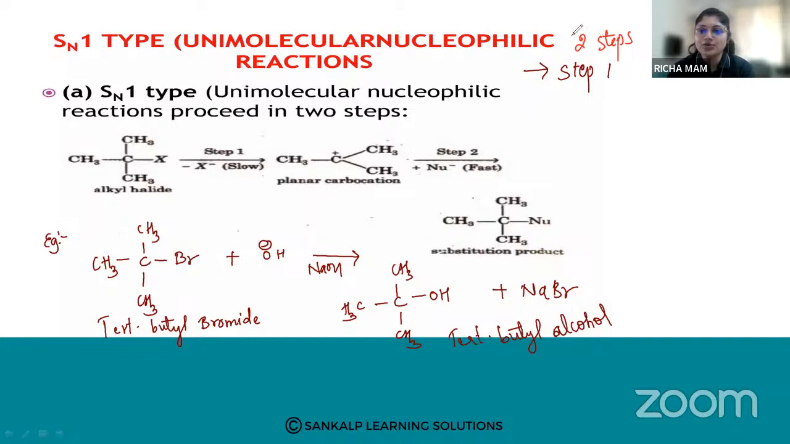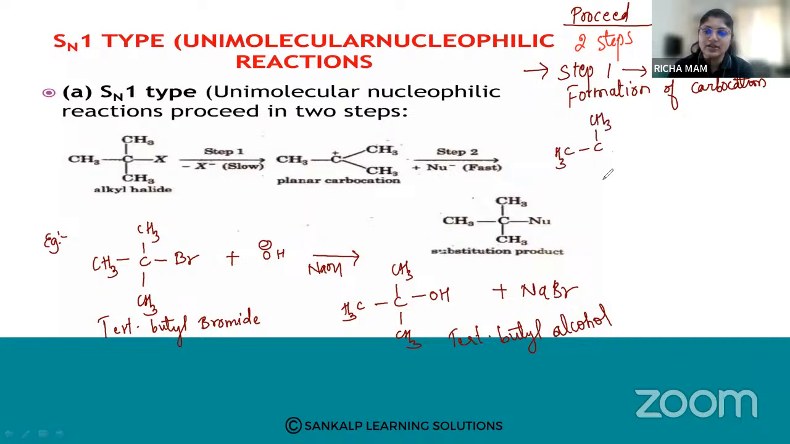Now it proceeds with two steps. Step one is a slow step, so we'll explain that first. This involves the formation of carbocation. What do we mean by carbocation? Carbocation means when you have a positive charge. Now, the same I'm going to write: CH3, C, CH3, C, CH3, Br.